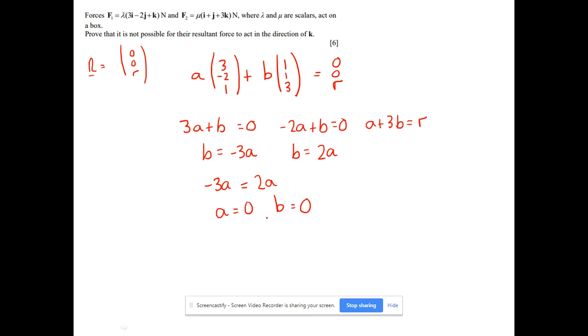So if a and b equal 0, if we put that into this equation, then we end up with 0 plus 0 equals r, which suggests that r is equal to 0, which means it's impossible for the resultant force to act in the direction of k.